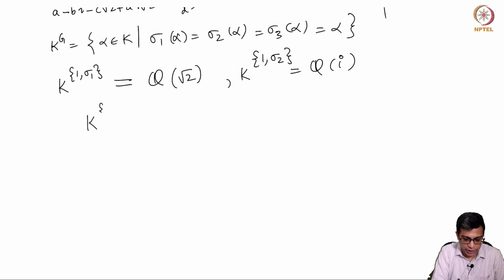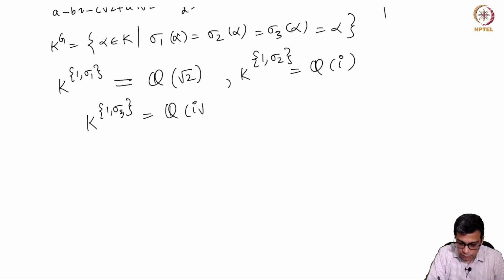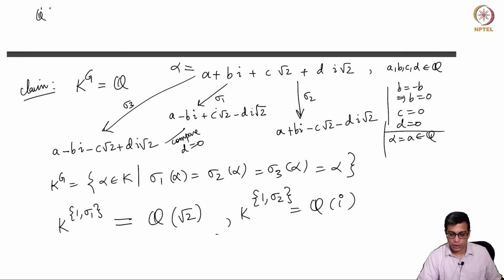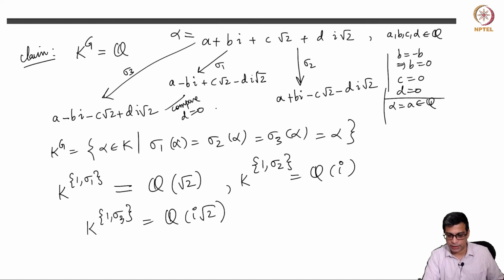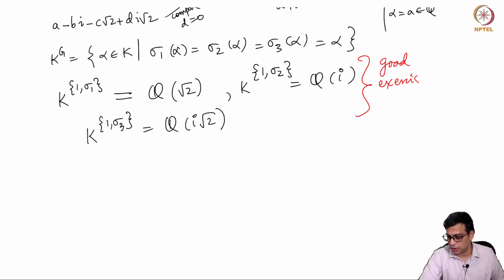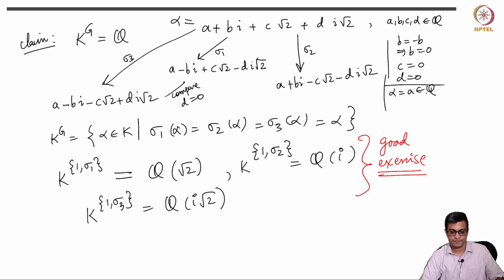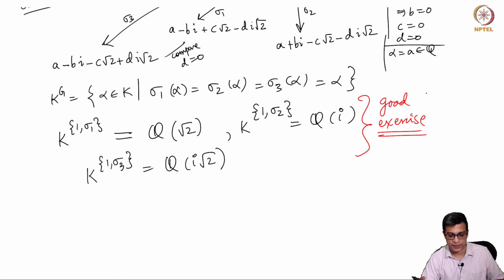And finally, if you take K^{1, sigma 3}, what you get is actually Q adjoin i times root 2. So exactly the same kind of analysis: you take an arbitrary element, express it in terms of the basis, and use these conditions. These are good exercises for you to familiarize yourself with the notion of fixed fields. So these are the various fixed fields.